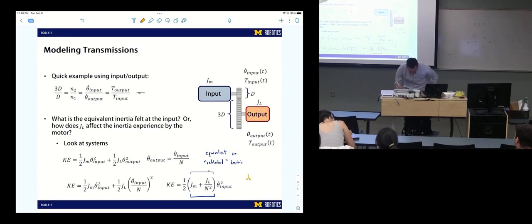So J_L is reflected inertia on the motor side. It should be J_L over N squared.